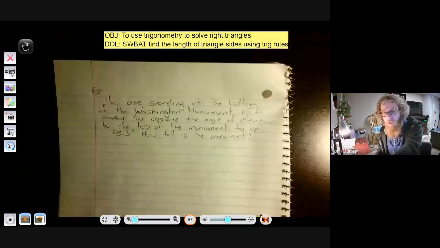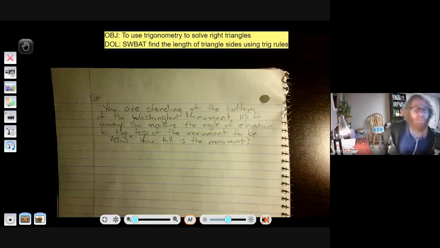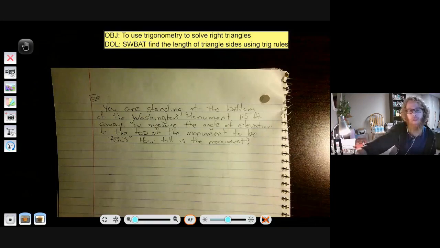All right, so you're in Washington, D.C. You go over to the Washington Monument, and you're standing at the bottom of it, and you measure that distance from the base of the monument to you to be 115 feet.